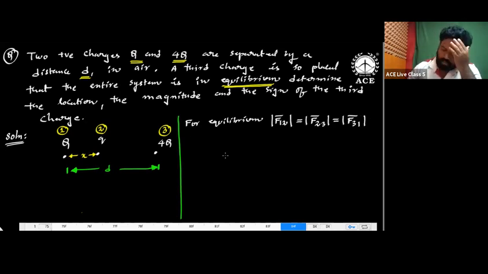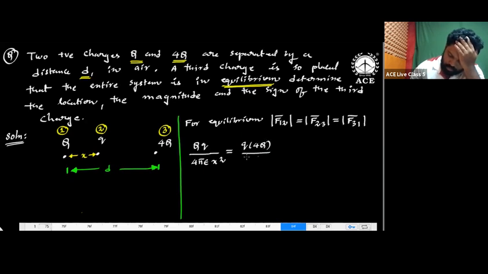So what are you going to get? Just the magnitudes: Q into Q by 4 pi epsilon x square is equal to Q into 4Q divided by 4 pi epsilon (d minus x) square, which is equal to Q into 4Q divided by 4 pi epsilon d square.